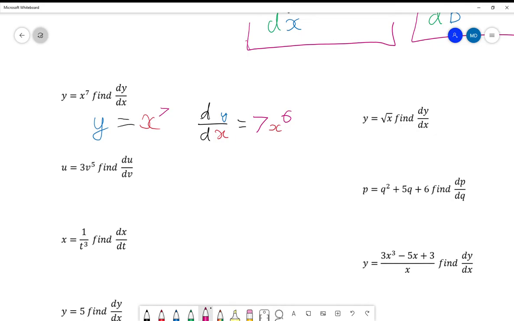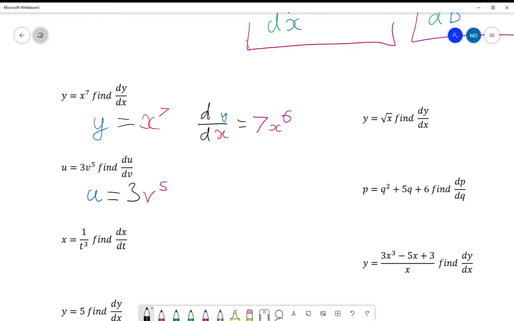Okay, what about over here? We've got a slightly different situation. Here we've got u and v, and we want to find du by dv. So let's write this out. So we've got u is equal to 3 lots of v to the power of 5. Now the 3 in front seems like, oh no, what do I do? But actually it's barely important at all.